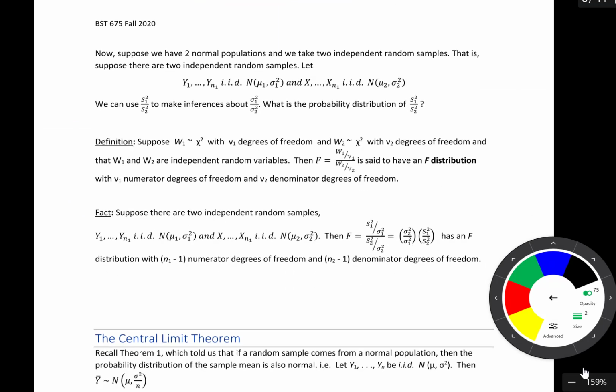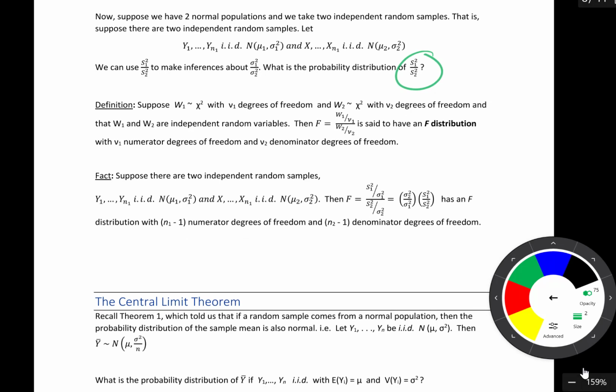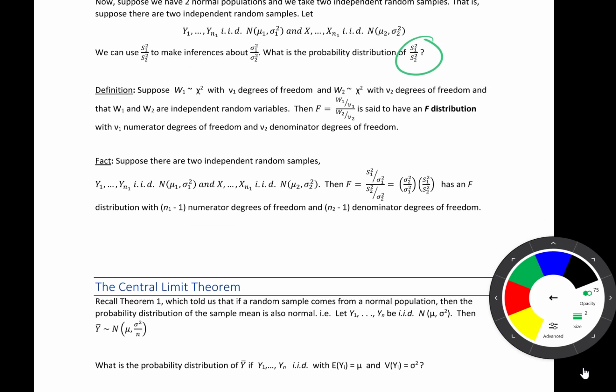Right? So now, suppose that we have two normal populations and we take two independent random samples. That is, suppose there are two independent random samples, so we're going to call them y1 through yn and x1 through xn. You can use the ratio of the variance from the first over the variance of the second to make inference about the ratio of the two population variances. So what is the probability distribution of s1 squared divided by s2 squared? Well, let w1 be distributed chi-squared with nu 1 degrees of freedom, and w2 be distributed chi-squared with nu 2 degrees of freedom. It ends up, this is actually where an F distribution comes from.